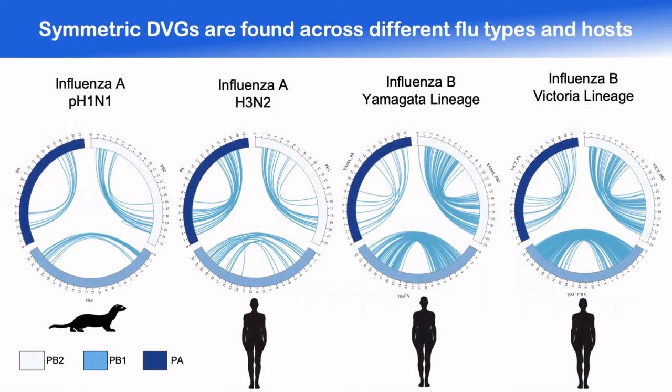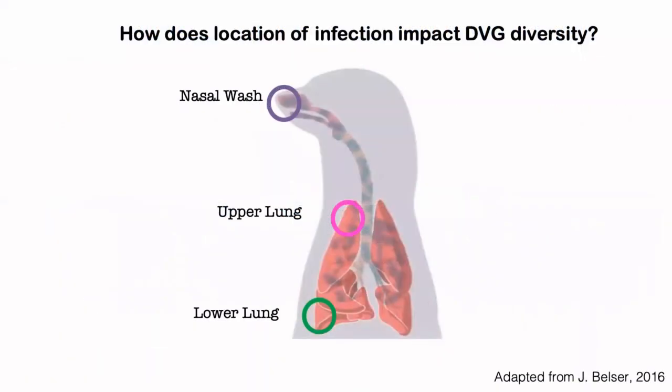And so we started looking at all our data in human samples, in different infections, flu B, different lineages, different subtypes of flu A, and we always see this very symmetric representation. So there's a very clear structure to how these DVGs are generated. It's not random.